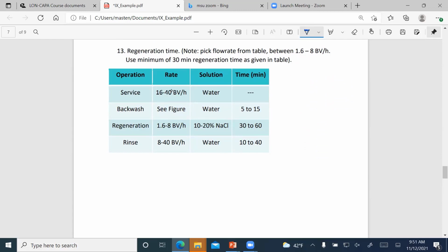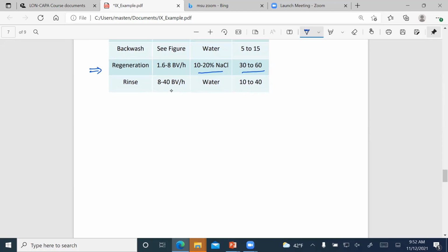The regeneration time we'll pick from the table. So we've got this table right here. It needs to be 1.6 to 8 bed volumes per hour. Notice it says 10 to 20% salt and tells us that we need at least 30-minute regeneration time. So we need to pick a flow. Let's start with 4 bed volumes per hour, and that is equivalent to 4 meters cubed of water per hour per meter cubed of resin.